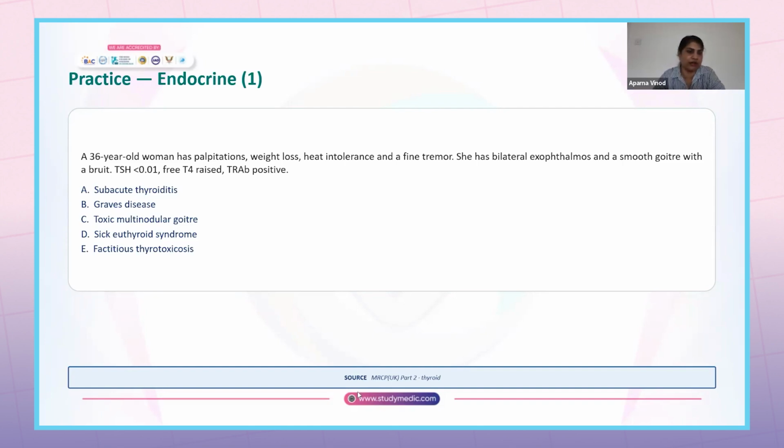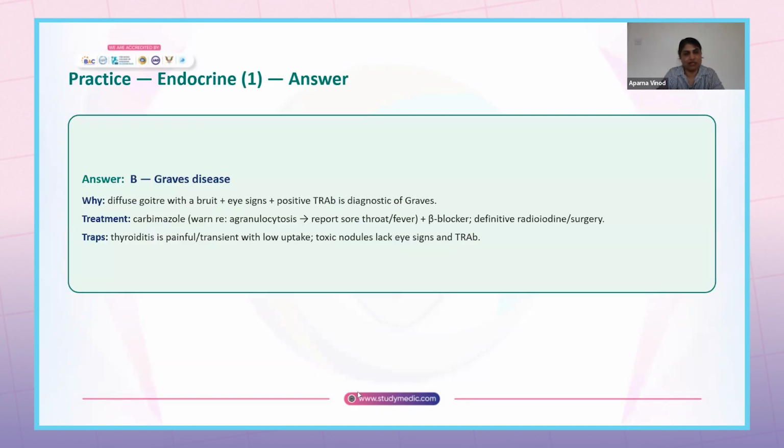Is it subacute thyroiditis? It may not be, because they have not mentioned any pain or tenderness at the thyroid gland. Is it Graves' disease? Looks like it. Is it toxic multinodular goiter? Not necessarily with a positive antibody. Sick euthyroid syndrome? The TSH and T4 don't match that. Is it factitious thyrotoxicosis? Eye signs may not be present in factitious thyrotoxicosis. So here we go, the answer is Graves' disease. Now, why did we arrive at Graves' disease as the answer?